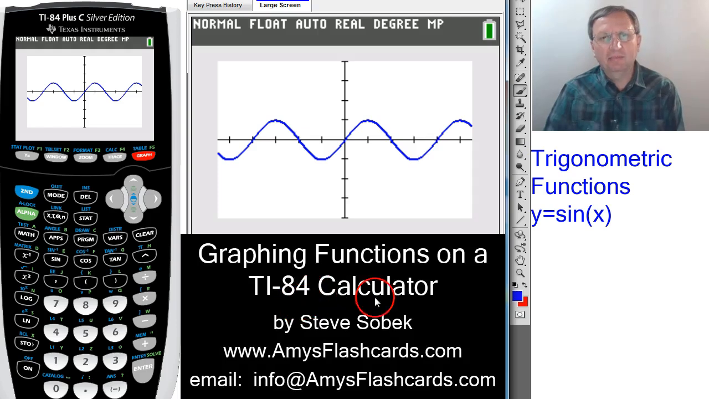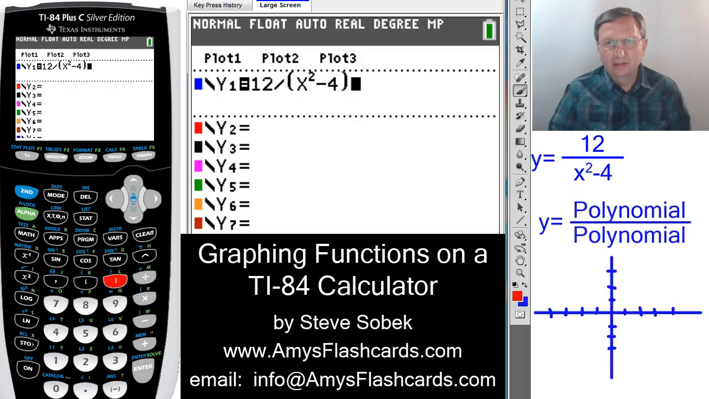So keep in mind, the point is, when you're finding suitable windows for your trigonometric functions, watch carefully whether you're in degree mode or radian mode, because the viewing window is going to be vastly different for those two. Okay, let's say a few words about rational functions.